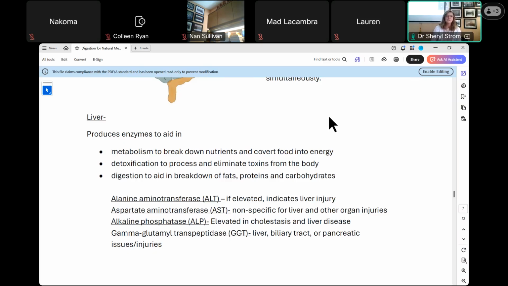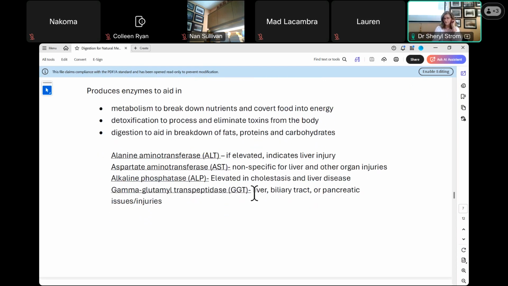Okay. So the liver produces enzymes to aid in metabolism, to break down nutrients and convert food into energy. We know that. Detoxification, to process and eliminate toxins from the body. And digestion, to aid in the breakdown of fats, proteins, and carbohydrates.